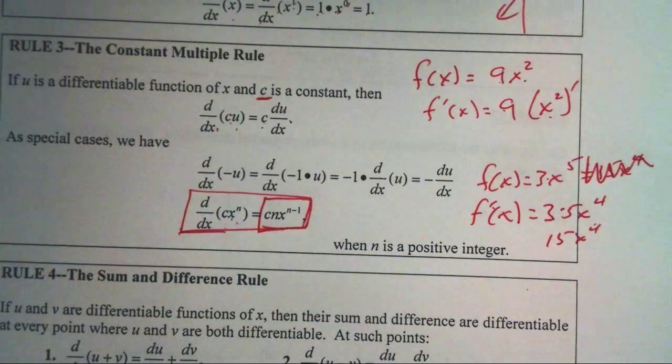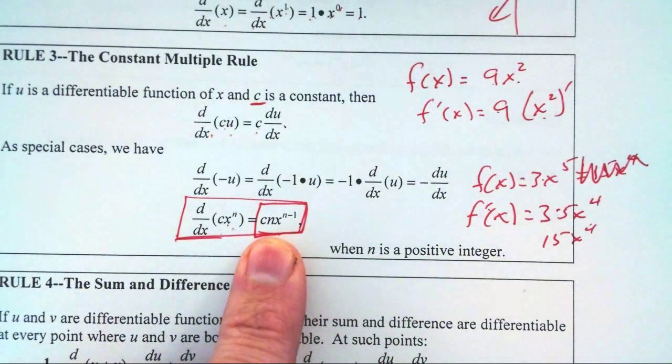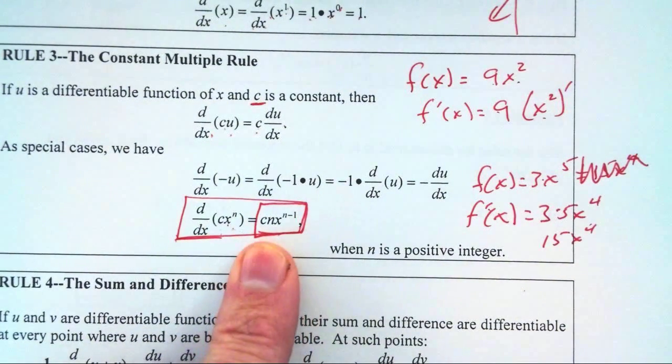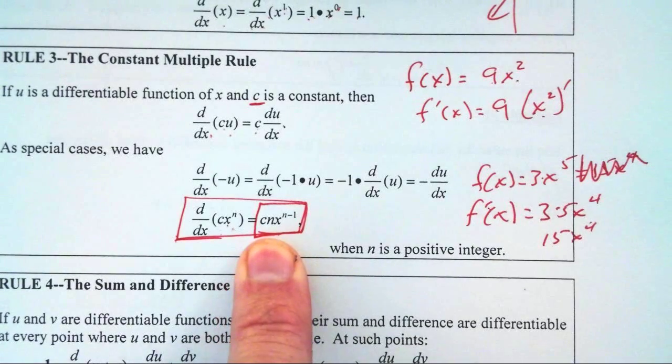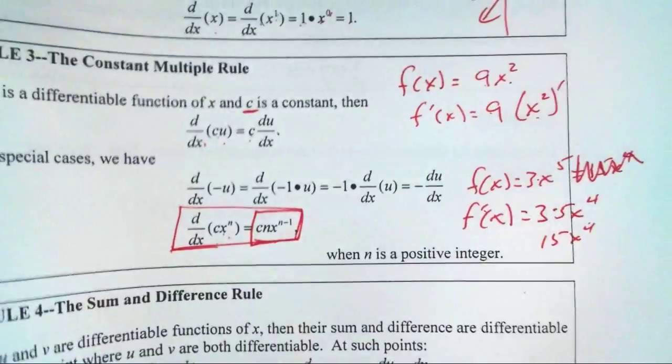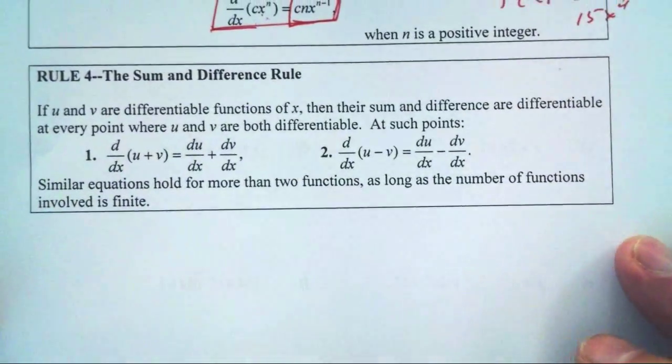Any questions there? This is really the power rule with a constant. That one is going to be, boy, if you want to fail the next test, forget that rule. You have no chance. Okay. Then we have some other special rules.